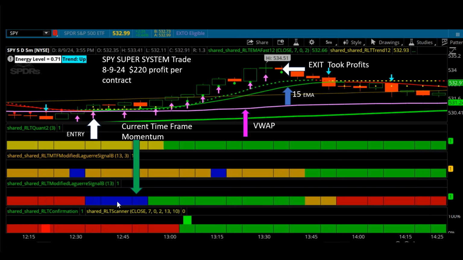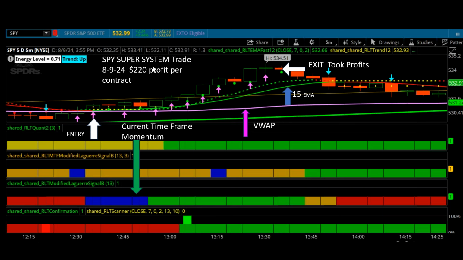You're only looking at one indicator, this one right here. This is the current time frame momentum. It tells you whether the stock is bearish, which is red and yellow, or bullish, which is blue. So this is the only one we're looking at. I also use the VWAP for support or resistance, the pink line right here, volume weighted average price. And then I use the 15 EMA, which is right here. It's actually a smooth 15 EMA, a 15 EMA of an EMA. This is the other support resistance level.